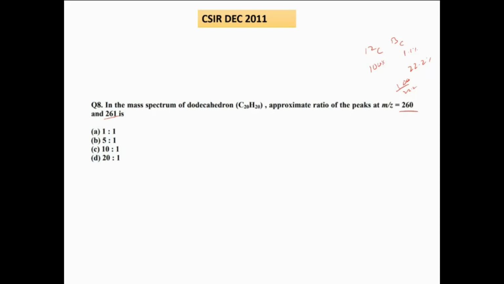5:2. That's all. Ma'am, can you please repeat how is 22.2? See, actually you have 20 carbon. So the percentage of carbon 13 is 1.1. The natural abundance of carbon 13 is 1.1.